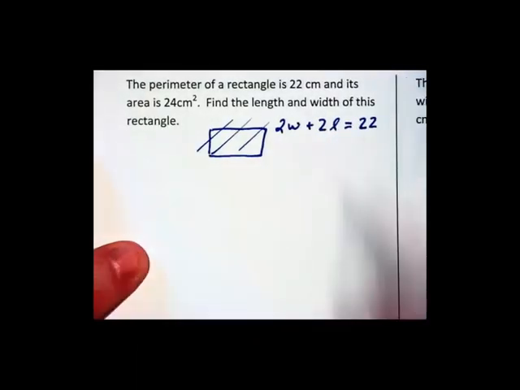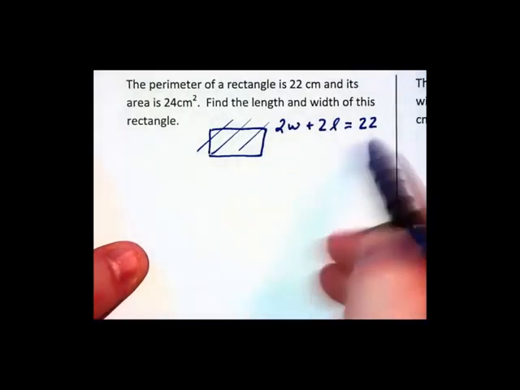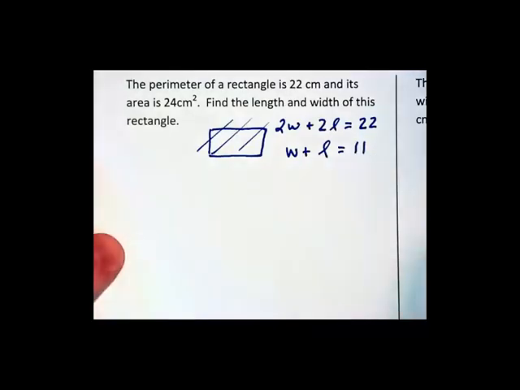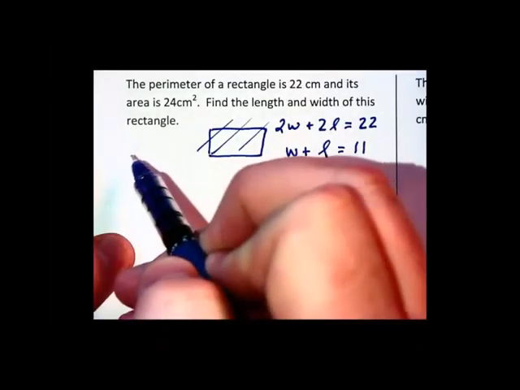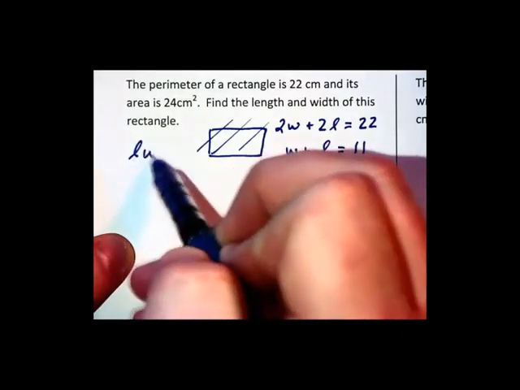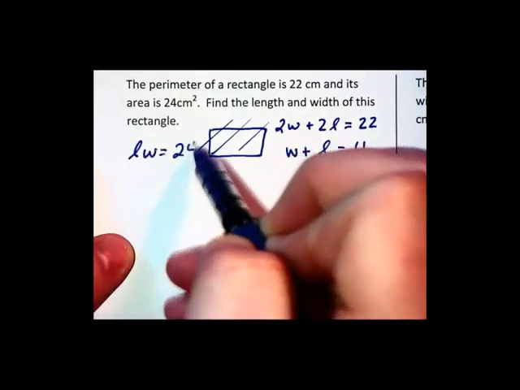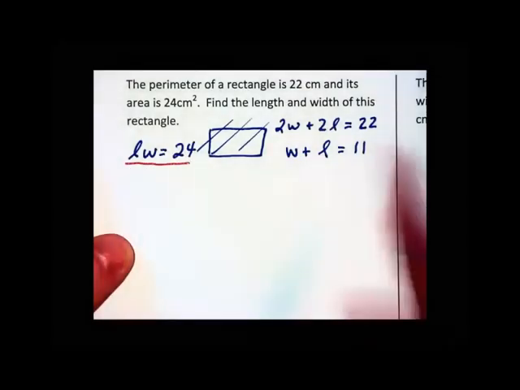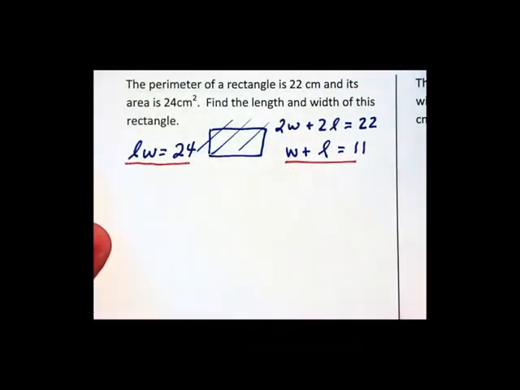And I think what I'm going to do there is divide all the way through by 2 and get W plus L is 11, just to simplify that. The area is 24. That means length times width is 24. So I've got two equations here, one on the left representing the area and one on the right representing the perimeter. I'm going to use substitution.